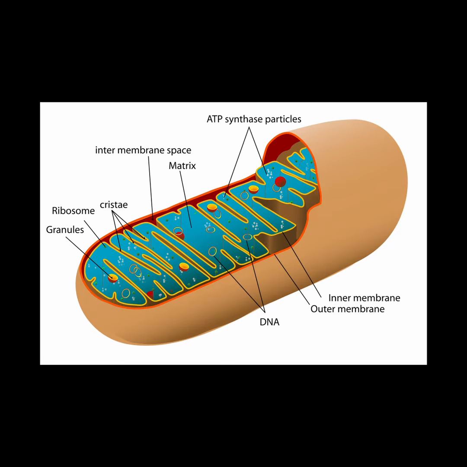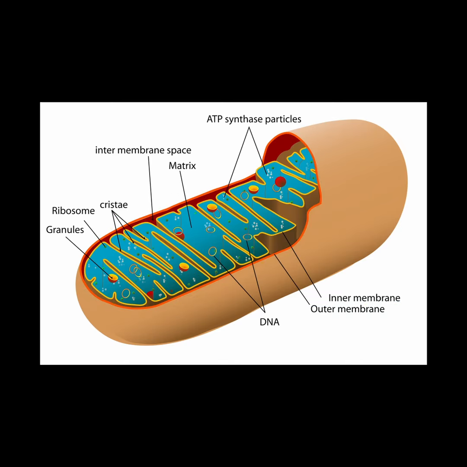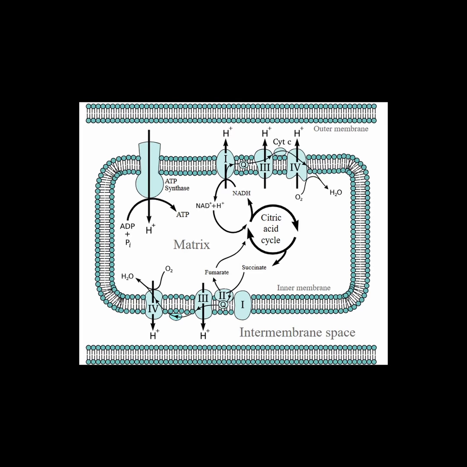Mitochondria contain an inner fluid called the mitochondrial matrix that is contained by an inner membrane layer. There is also an outer membrane that surrounds the inner membrane, which includes a space between called the intermembrane space.